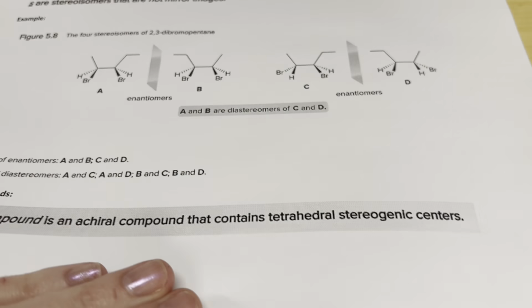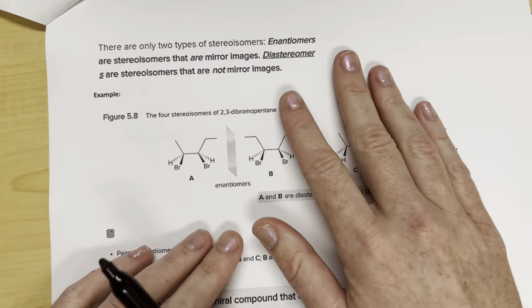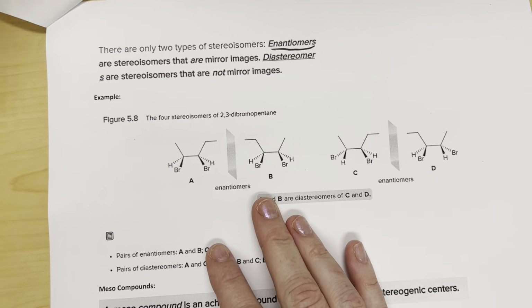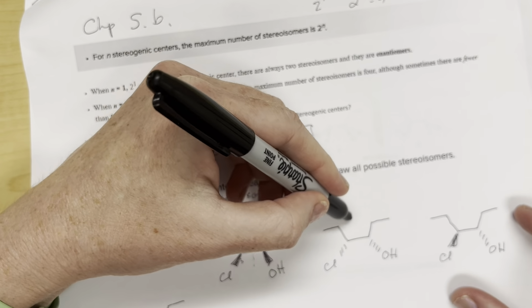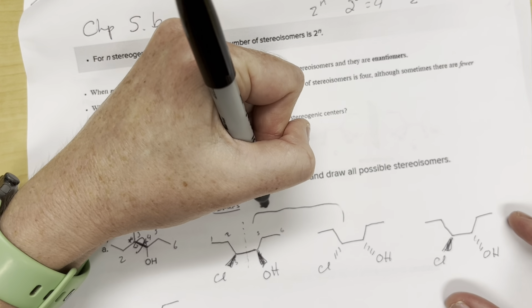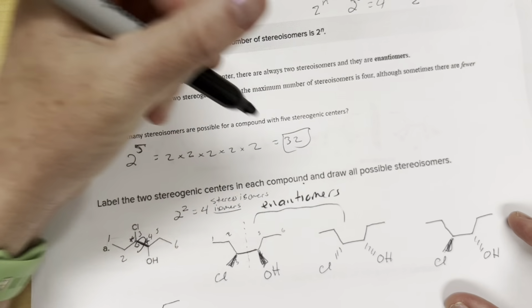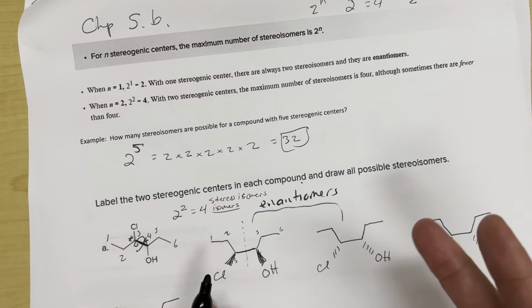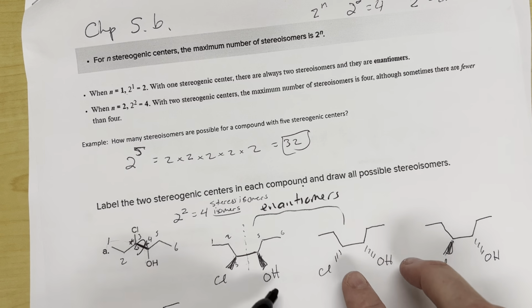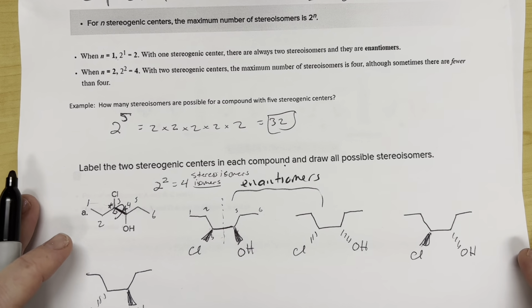Okay, so there are only two types of stereoisomers. Enantiomers. Enantiomers are the mirror images, like we just drew right here. So this and these two things would be enantiomers. These are mirror images of one another. If you remember, we could have also drawn the mirror image, or you just flip all the wedges to dashes, and that will give you the enantiomer.